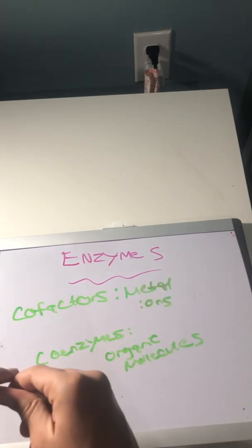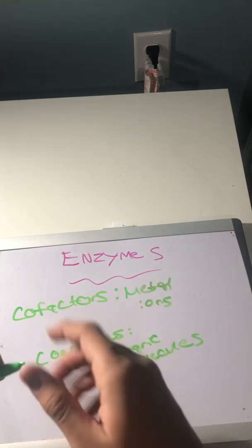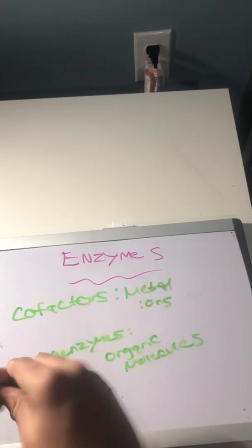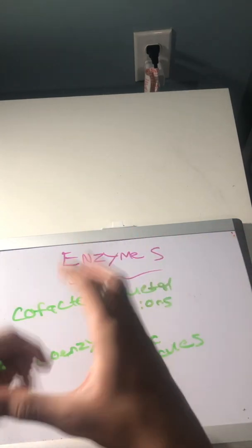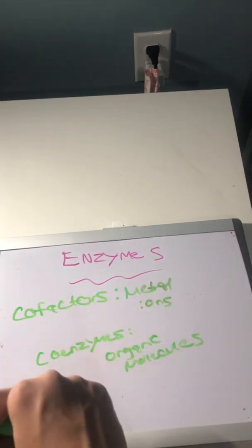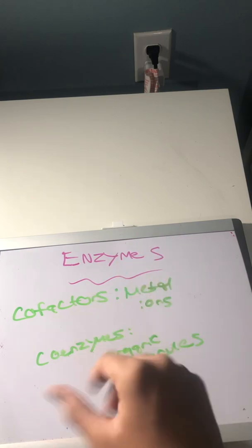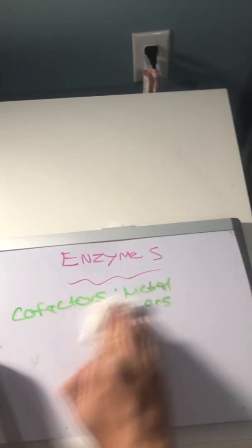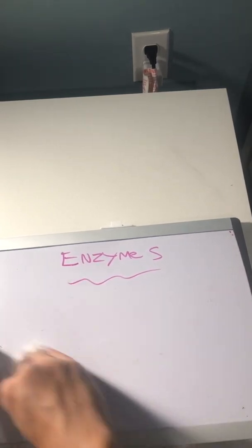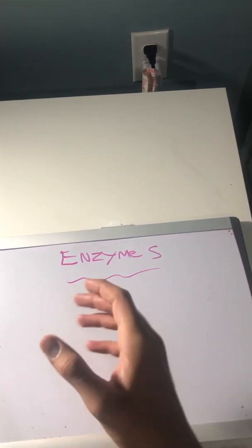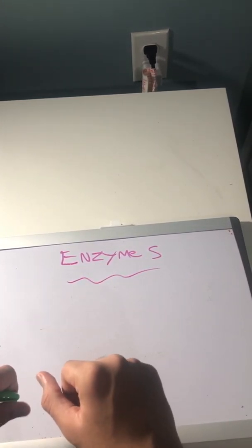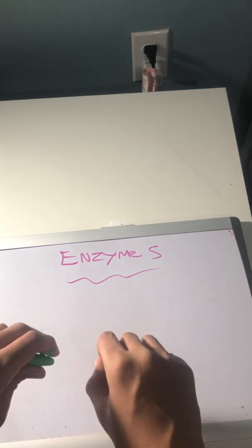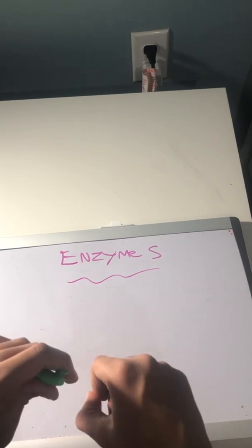When these factors bind to the substrate or active site, they help with the process of creating or breaking down substrates into products, like we mentioned earlier. So now that we have a brief overview of what cofactors and coenzymes are, let's put them to use. Let's look at how cofactors and coenzymes work.